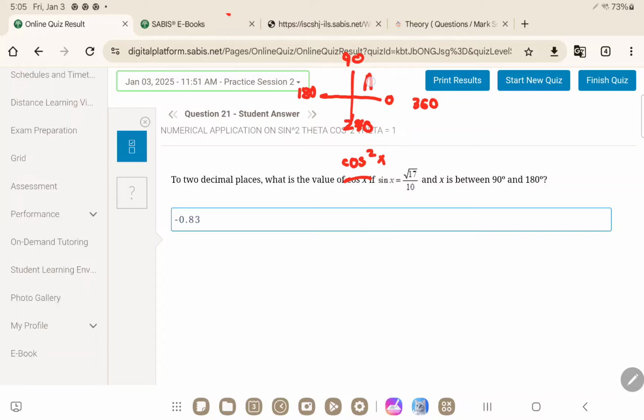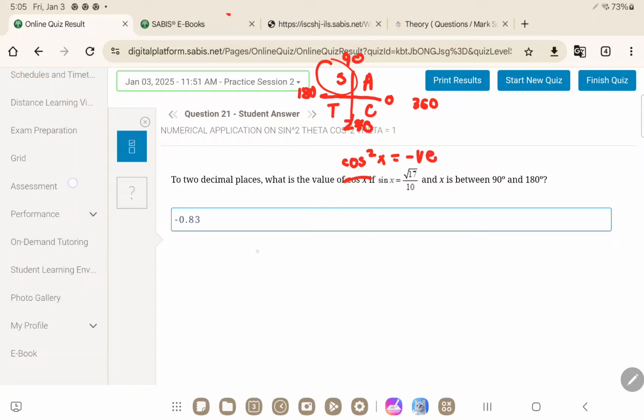We need to know "all students take chemistry". Here, all of the values are positive. Here, sine is only positive. Here, tangent is only positive. And here, cosine is only positive. So if x is between 90 and 180, it means it's in quadrant 2. Here, only sine is positive, meaning that cosine x is a negative number.